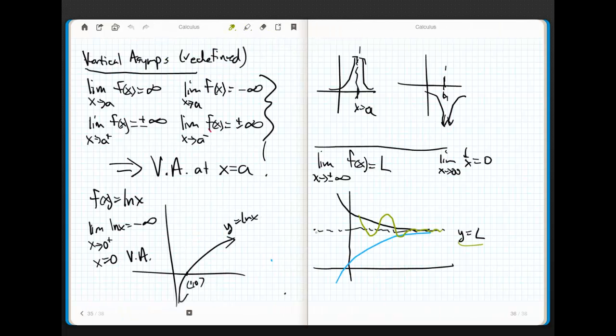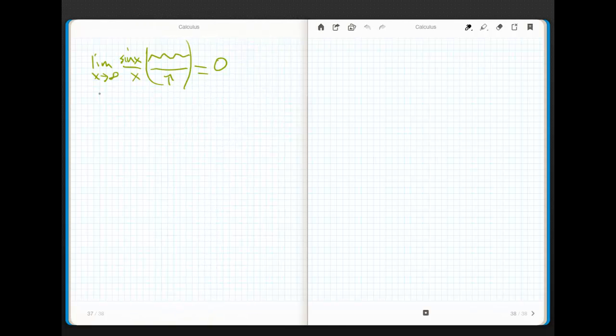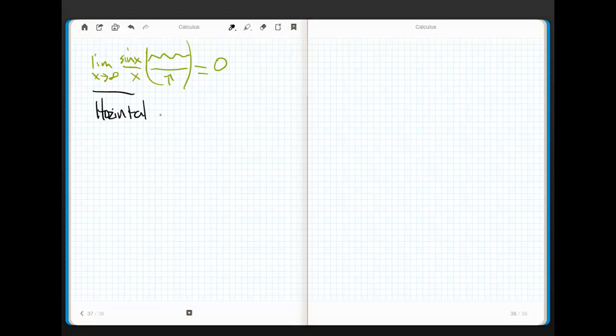What does this line right here look like? Well, guess what? It's a horizontal asymptote. We now have a limit way of talking about horizontal asymptotes. So let's write those up. So think about it. We just defined vertical asymptotes using limits, and now we have this wonderful way of defining horizontal asymptotes.